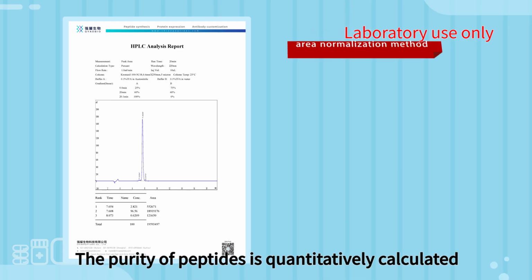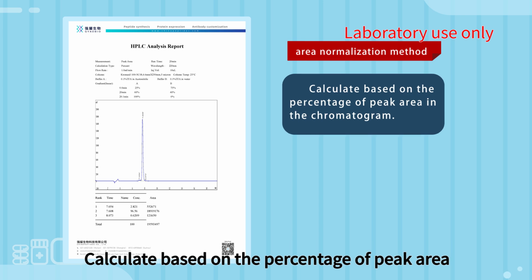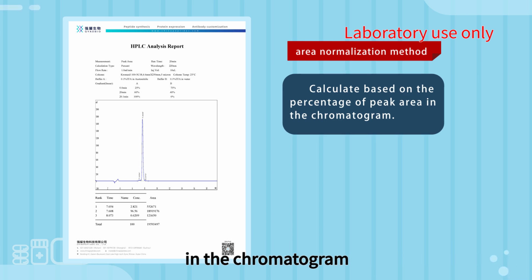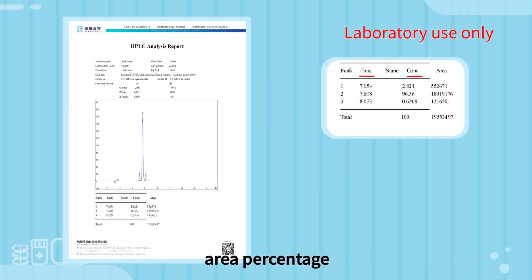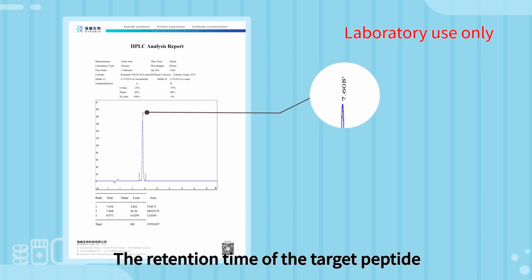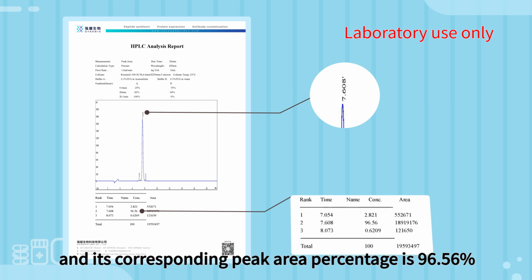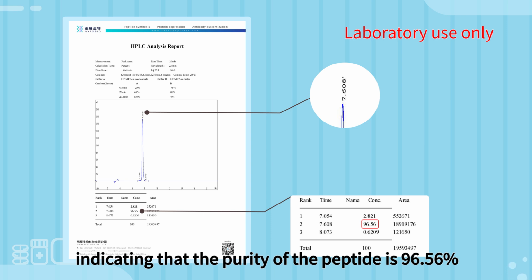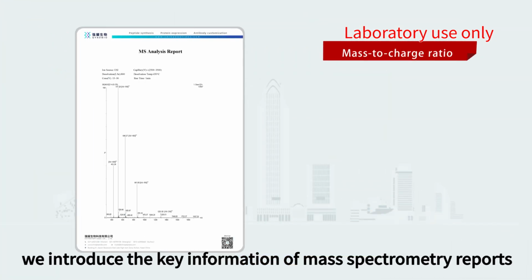The purity of peptides is quantitatively calculated using the area normalization method. Calculate based on the percentage of peak area in the chromatogram. As shown in the figure, the values corresponding to retention time, area percentage, and peak area are presented. The retention time of the target peptide in the figure is 7.608 minutes, and its corresponding peak area percentage is 96.56%, indicating that the purity of the peptide is 96.56%.